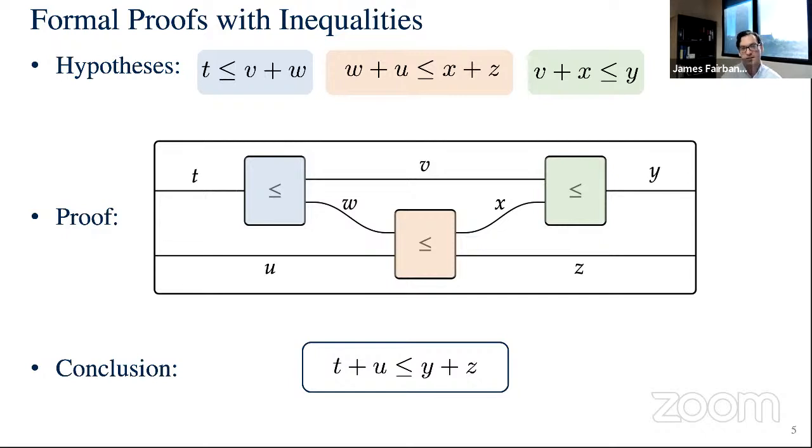inequalities that state t is less than v plus u, w plus u is less than x plus z, v plus x is less than y. If I have proofs of these hypotheses, then I can construct a proof of the conclusion, which is what the outer box represents. So wires carry values, be they, say, real numbers. The boxes represent inequalities. And then the monoidal product is two wires in parallel mean the sum of those two values. So that's string diagrams in a monoidal preorder corresponding to proofs of these inequalities.